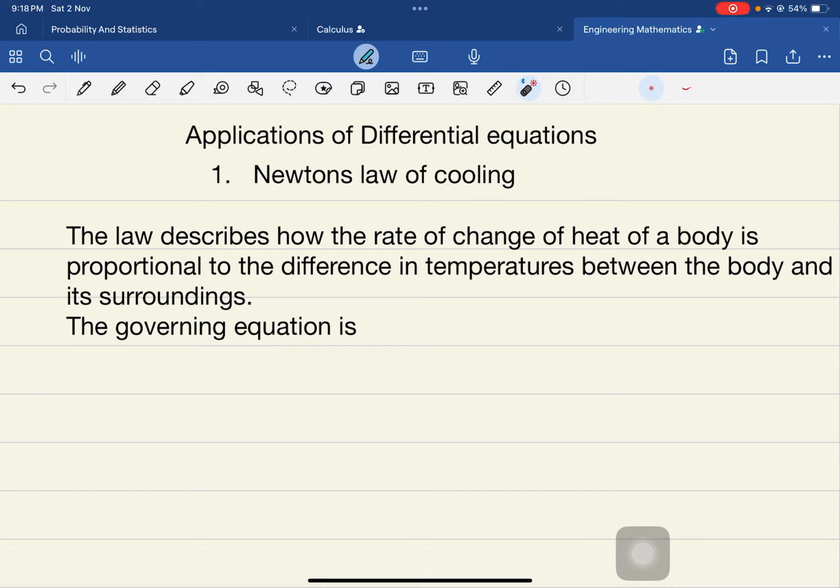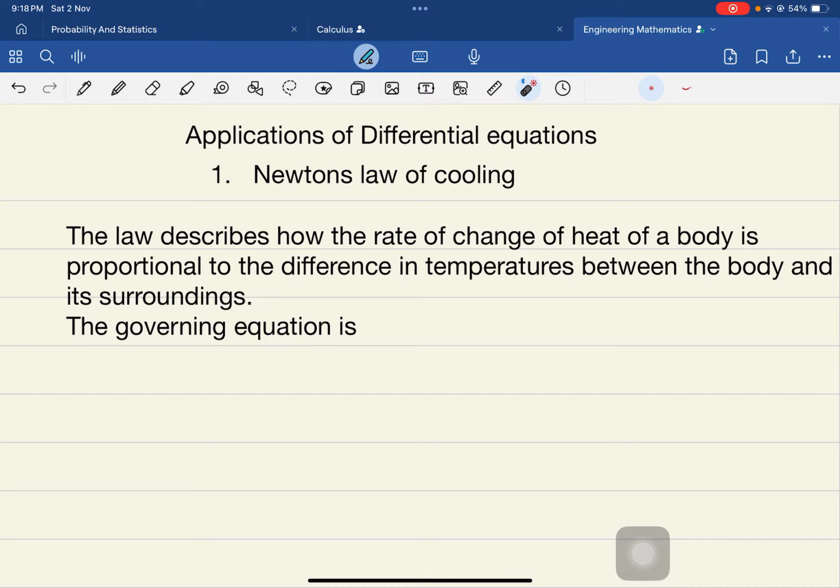So now this particular law describes how the rate of change. Whenever I say the rate of change, there is an application of differentiation definitely, correct? So the rate of change of the heat of a body is proportional to the difference in the temperatures between the body and its surroundings. That is what the law describes.